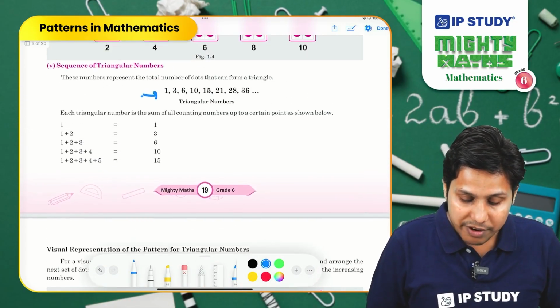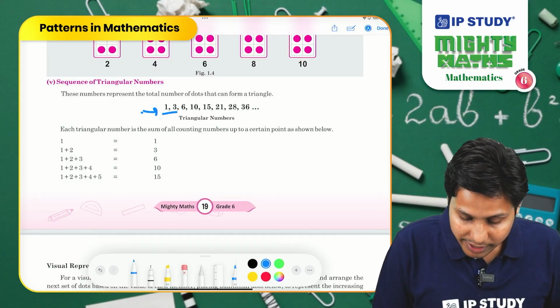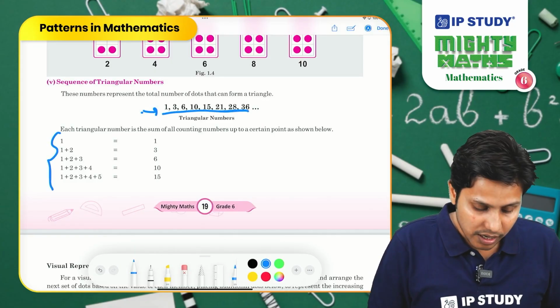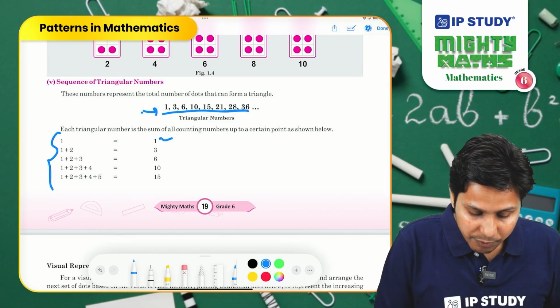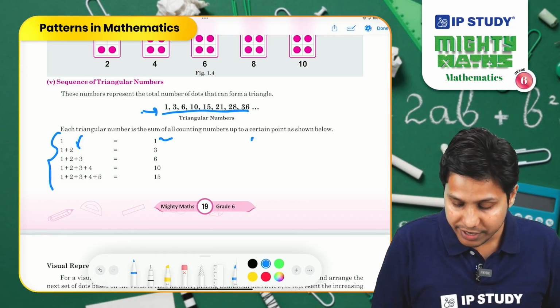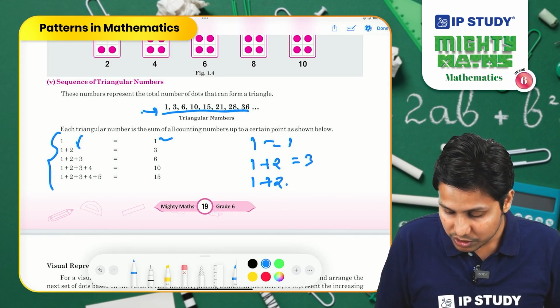Now, how can we find the triangular numbers? Students, to find the triangular numbers, we can add counting numbers from 1. For the first member, we have 1. Then we add 2 to the 1. Then 3 to the previous expression. And every time you get a new triangular number like this: 1 plus 2 is 3, 1 plus 2 plus 3 is equal to 6, and so on.